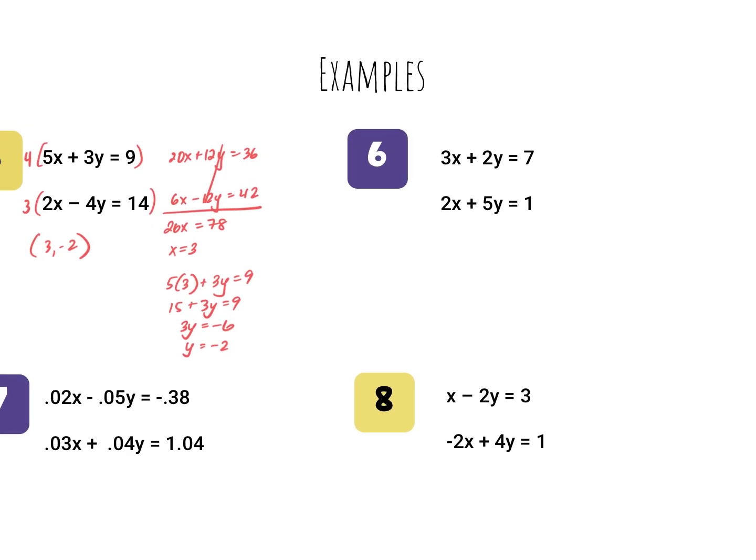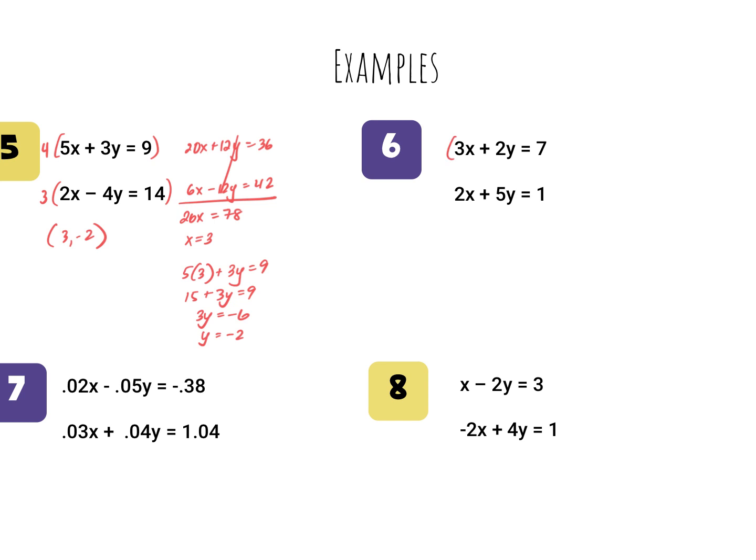In the second one, I'm looking at it, and again, you know me, I'm going for the y's. And so I know if I multiply the top by minus 5 and the bottom by positive 2, I'm going to be able to get what I need here. So my top is going to be minus 15x minus 10y equals negative 35. And over here I've got 4x plus 10y equals 2. When I add my columns, I'm going to get minus 11x equals minus 33.